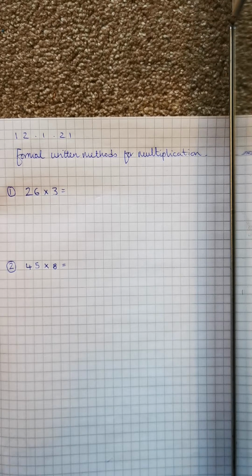Hello! Today we're looking at a more formal way of doing written methods for multiplication, something I'm sure some of you are slightly more familiar with. So if we take a look at the first example, we've got 26 times by 3.